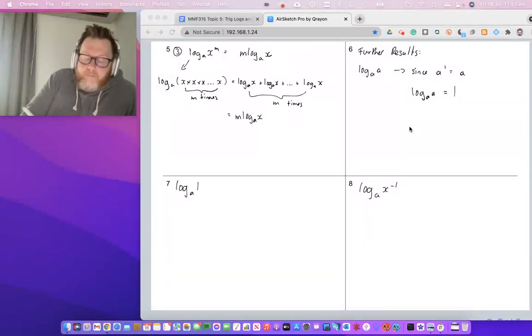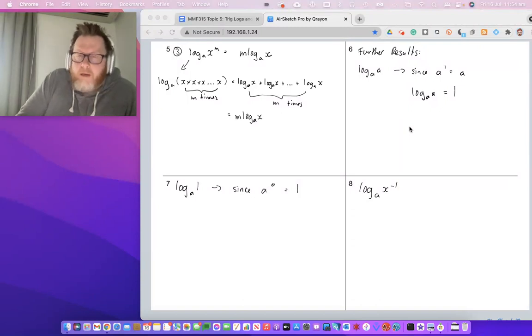Log base a of 1, similar logic: a to the power of what is equal to 1? 0. Anything to the power of 0 is equal to 1. Since a to the power of 0 equals 1, log base a of 1 is equal to 0.